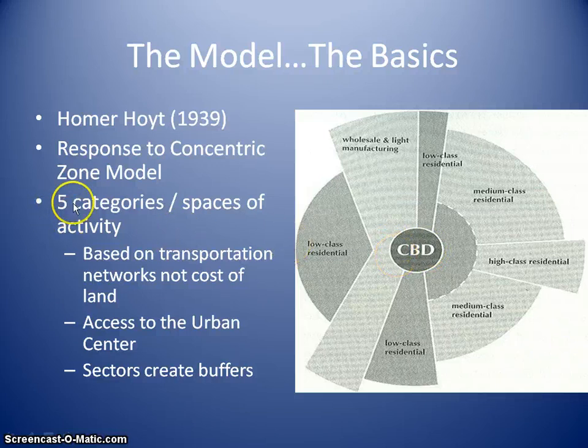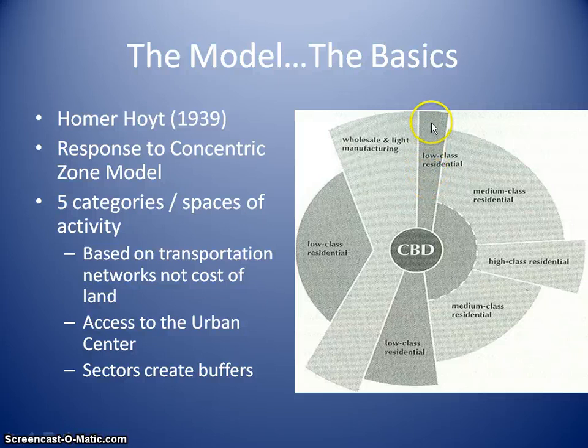So we still have five categories as discussed by the concentric zone model also. We have our low class residential, we have our light and wholesale manufacturing, we have our medium class residential, we also have our high class residential. Now you'll notice we have a series of wedges again. Pretty much all of them are connected to the central business district because, as we know, the central business district is the most important element of the model because really everything kind of revolves around the central business district. So you'll notice that all of the wedges, except for this low class residential area, is touching the central business district, and they radiate away from the central business district.